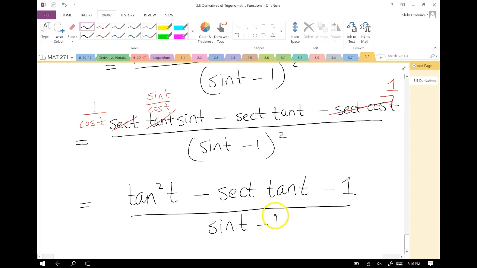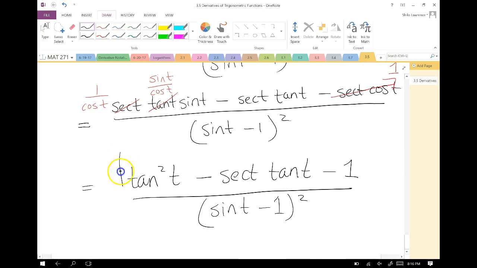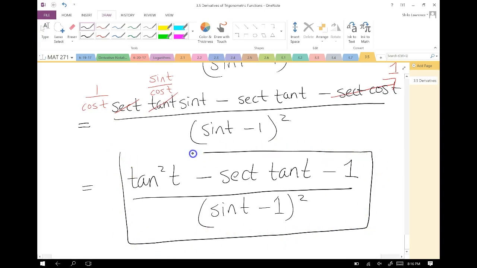And I don't know how much we really want to mess with this. At this point, it's just a whole bunch of trig simplification. I'm not going to do anything else. We're basically just concerned with the derivatives. So that's plenty.